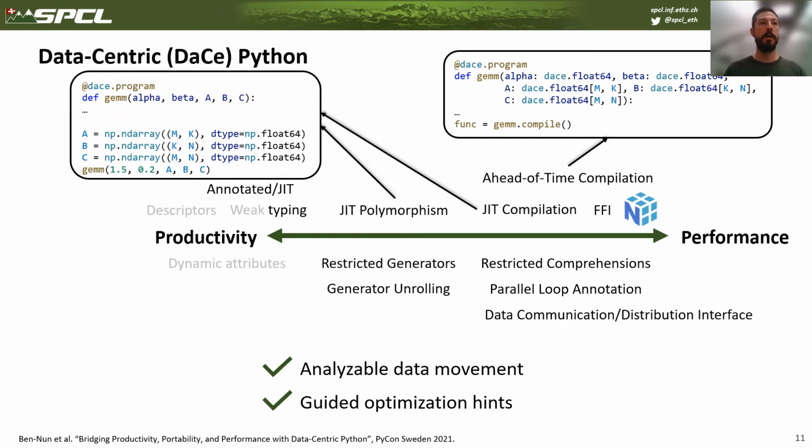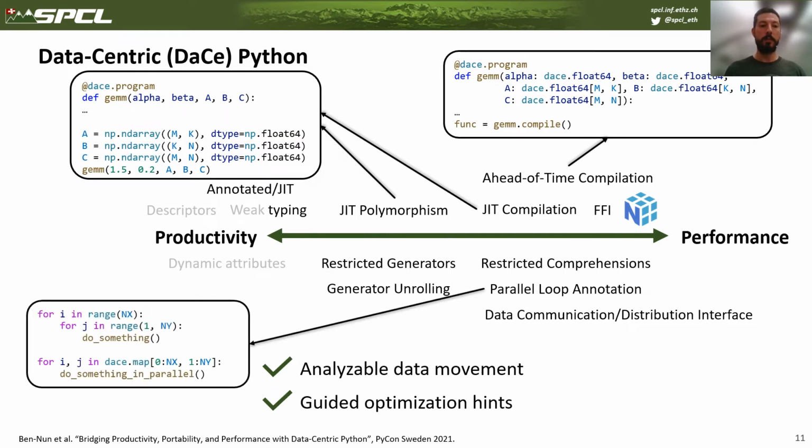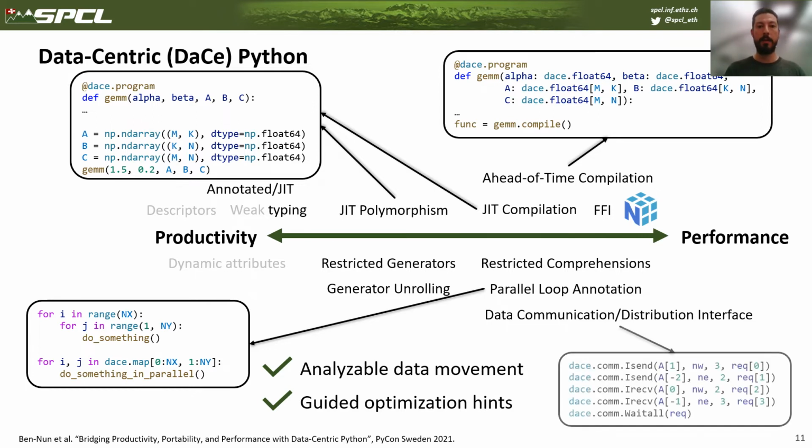Now, since we are interested in parallel computations, we also introduce a parallel loop construct. Python does not have one by default, and we resolve this issue by adding a parallel loop iterator that we call a map. Finally, we add an interface that allows us to describe distribution and communication of data, and more on that later.